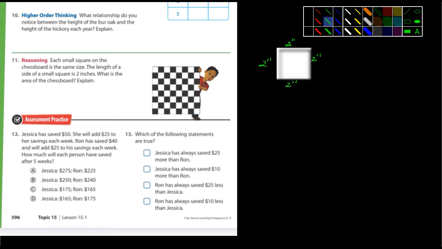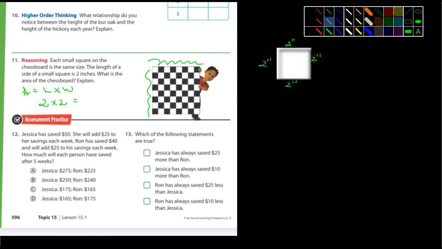How do you figure out area? Do you guys remember area? Area equals length times width. So that's going to be what? 2 times 2 equals. But they're asking for the whole chessboard, so you're going to have to do some counting here. How many little squares are there? All right? And you're going to have to figure out how many inches across. So I actually like this one. We'll see if anybody gets it. Classcraft points. Yeah. All right, 12 and 13, you guys can do those.